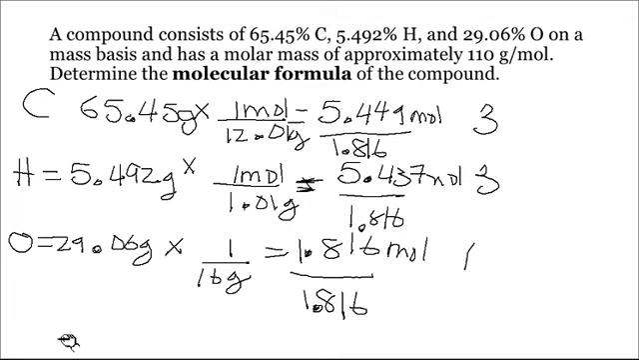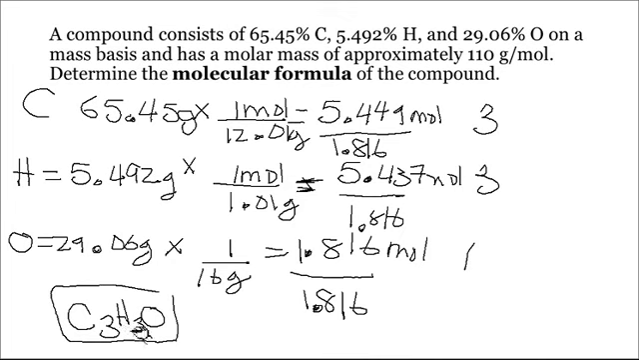So once again, how do I convert this into an empirical formula? I simply write down the elements, so it would be C3H3O1, where the 1 is implied. But they didn't ask me for the empirical formula. What they asked me for is the molecular formula.